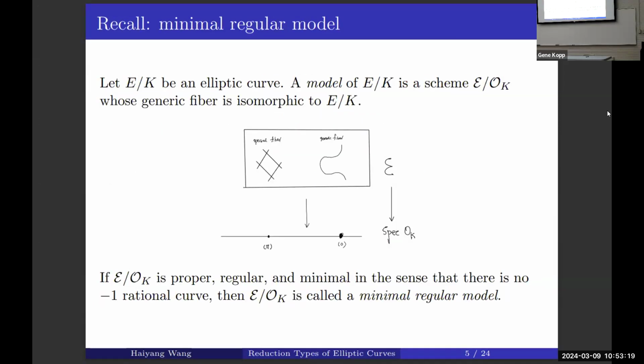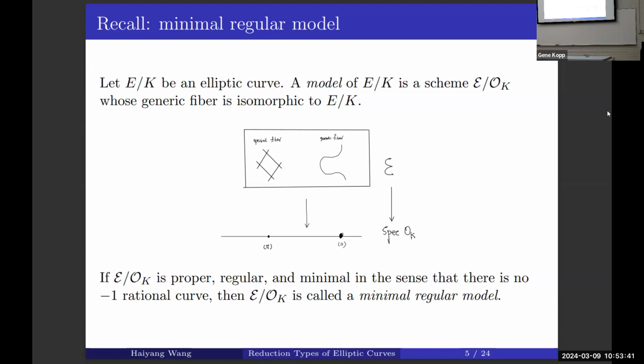Another way of constructing a reduction of an elliptic curve is through the minimal regular model. Let E over K be an elliptic curve. A model of E over K is a scheme curly E over O_K whose generic fiber is isomorphic to E over K. Here is a picture of curly E over Spec O_K.